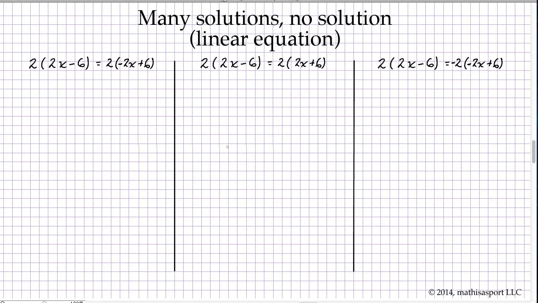Sometimes equations that look very similar lead to very different results. Let's use these three simple equations, all linear in just a single variable x, to illustrate that. We've gotten good at distributing across parentheses, and so we know that that's our first step. We're going to distribute across parentheses here, and that's going to give us 4x minus 12.